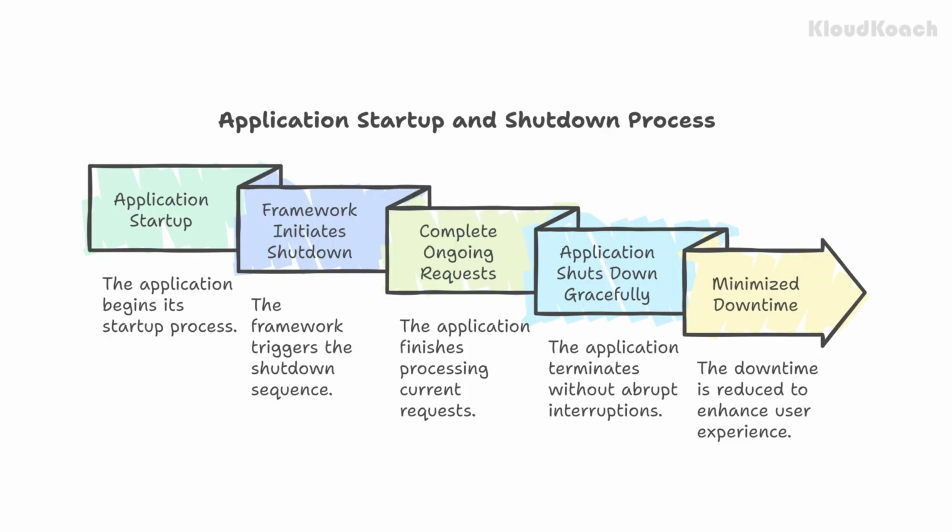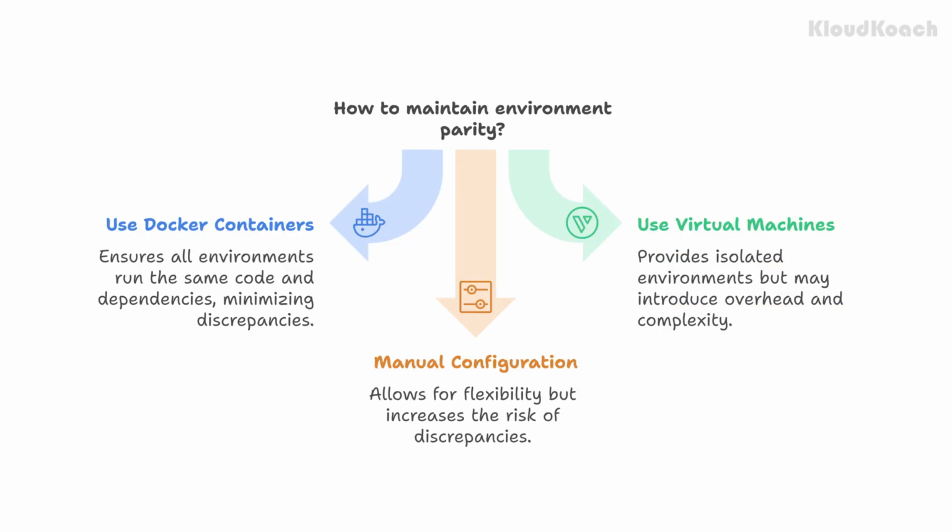Here's one often overlooked: disposability. Fast startups and graceful shutdowns mean smoother scaling and deployments. No interrupted requests, no frustrated users. Development, staging, and production should mirror each other. This is dev/prod parity. With tools like Docker, you can eliminate those "it worked on my machine" headaches.